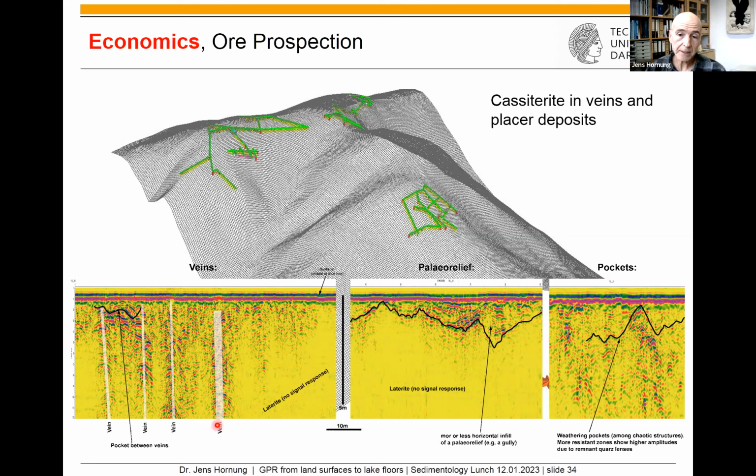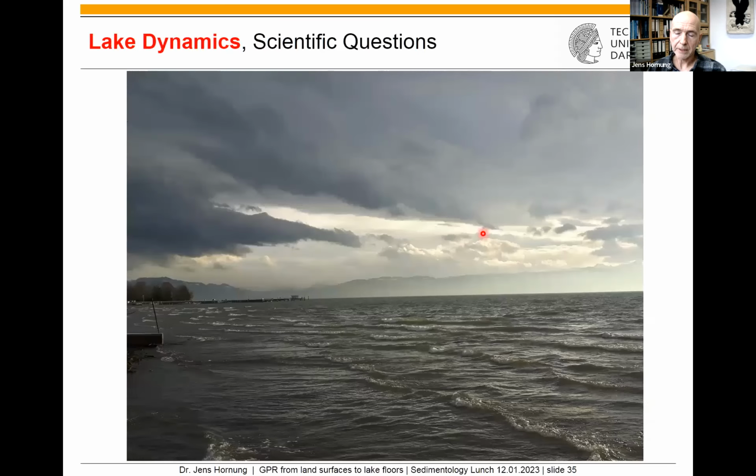We are interested in the veins, which were nicely visible in the GPR section, and in these weathering pockets where the cassiterite is accumulated. And we have placer deposits in a paleo relief where the ore is accumulated. So we can locate areas where the veins are or where placer deposits are. And with this information, the mine could increase their production 3 times, which is also an economic factor for the country and of course also for the local company there.